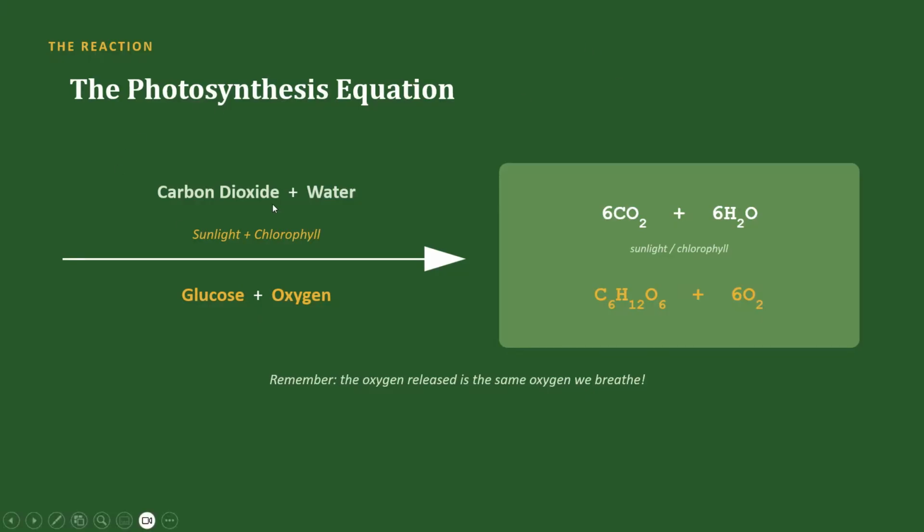When the sunlight hits the chlorophyll, it powers a reaction that converts water and carbon dioxide into glucose and oxygen as a byproduct, which is the same oxygen we breathe. This is the required equation, where carbon dioxide and water in the presence of sunlight and chlorophyll form glucose and oxygen.